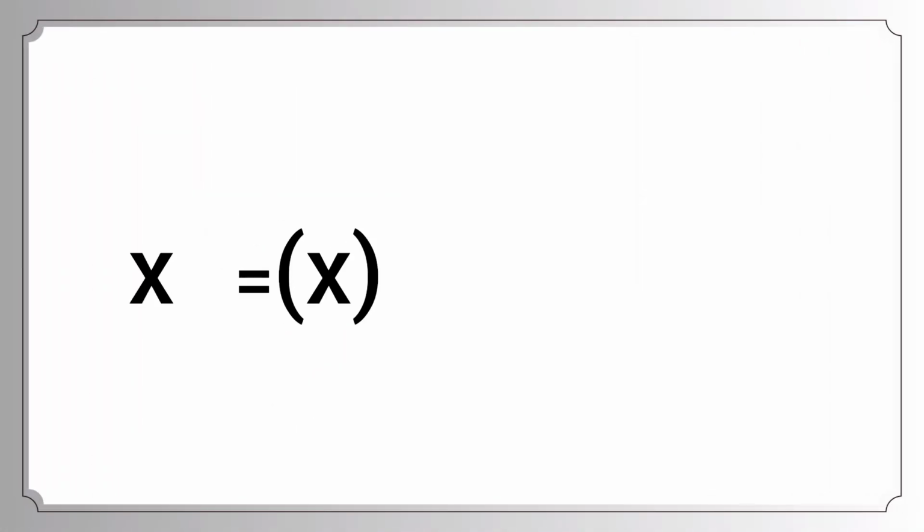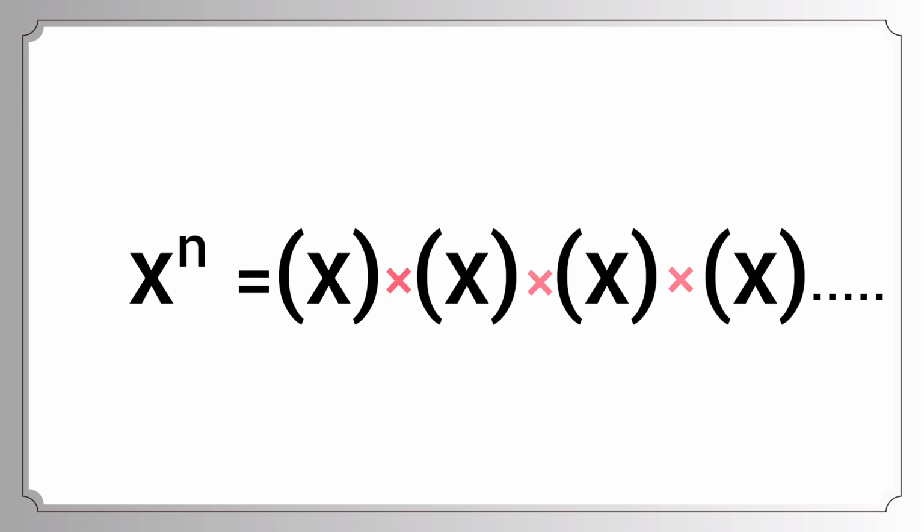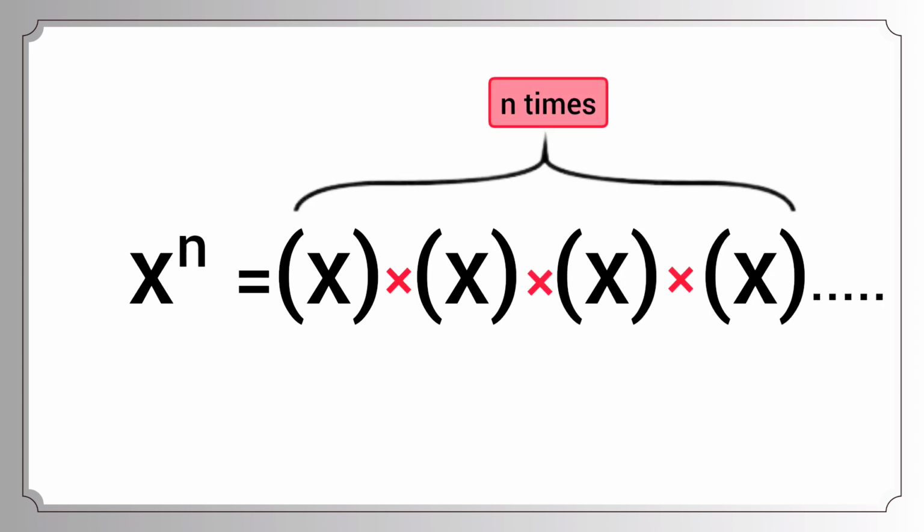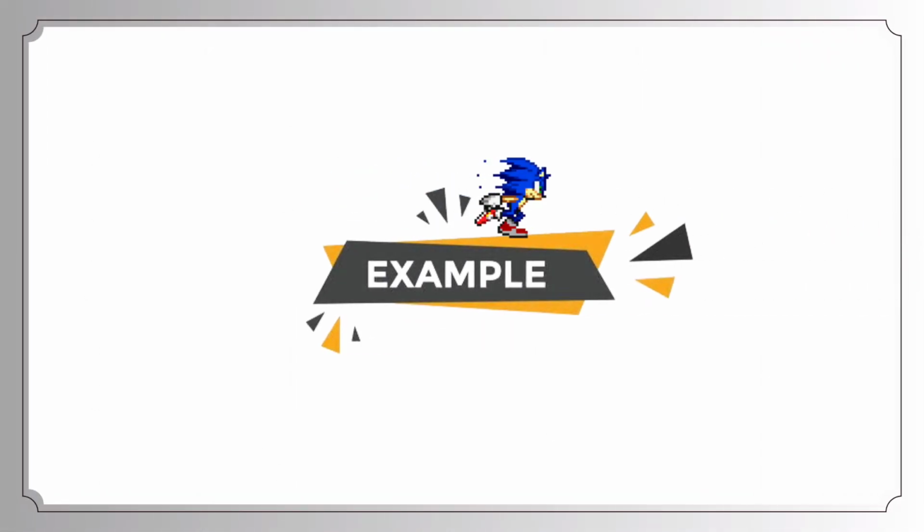We can write x to the power n as a multiplication of x with itself n times. This is the fundamental meaning of powers. Then we can see that the main operation happening is multiplication. And to understand this, we will try to visually represent multiplication. Let us take an example to understand this better.